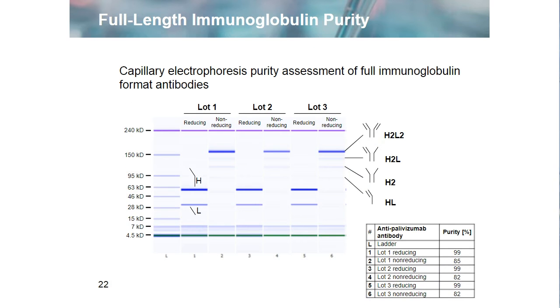Other methods of assessing purity include capillary electrophoresis. So here's one that we've done showing our mammalian expressed IgG formats, and what you can actually see here, and certainly as shown in the right-hand side, is the trace of various possible antibody fragments that are visible under non-reducing conditions.